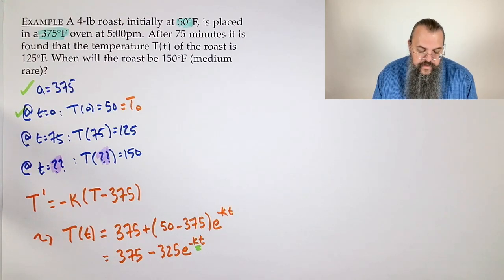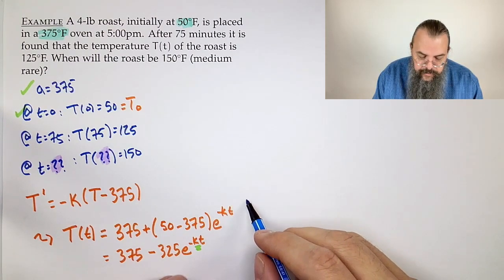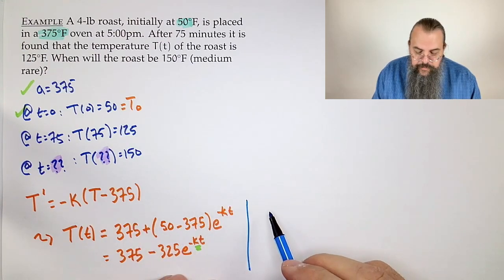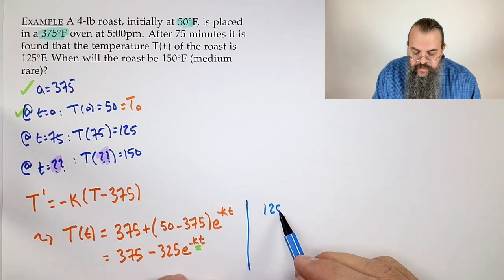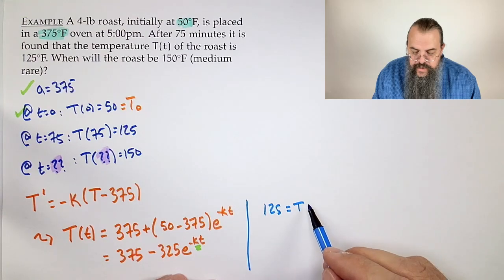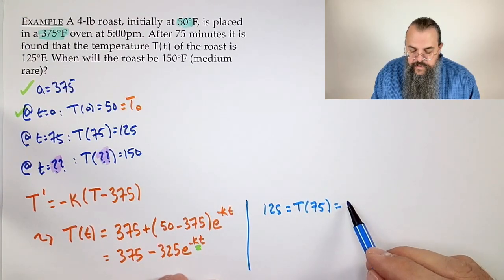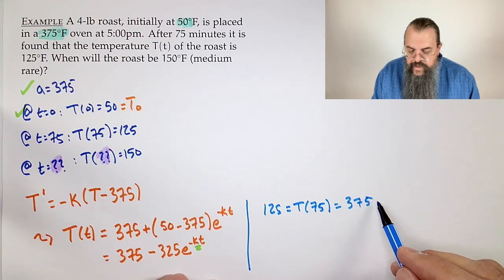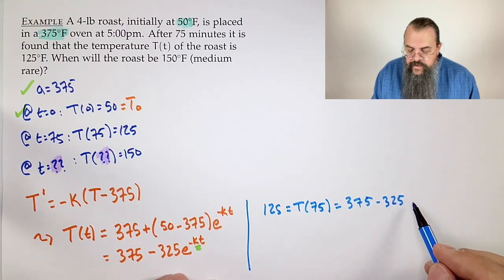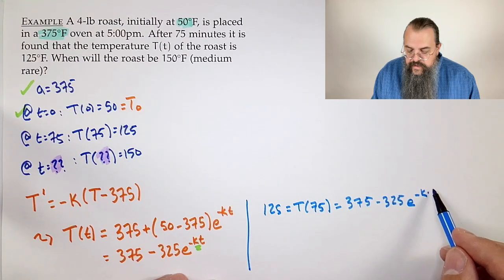All right, good, let's do that. 125 degrees is the temperature at time 75, so that's equal to 375 minus 325 e to the minus k times 75.